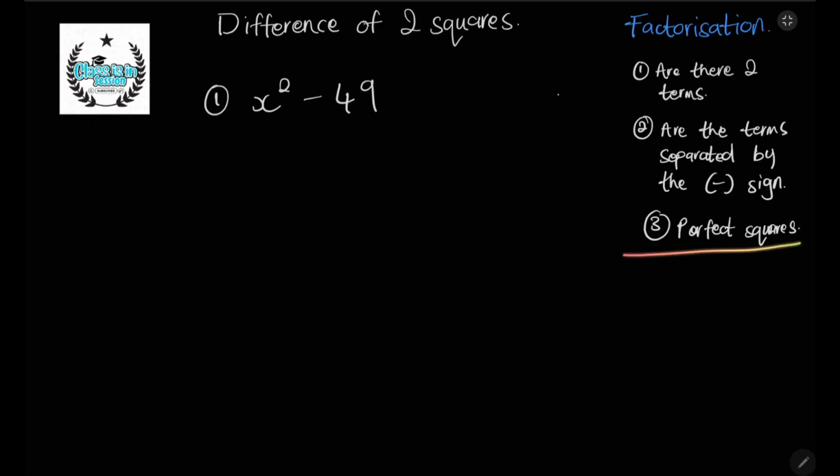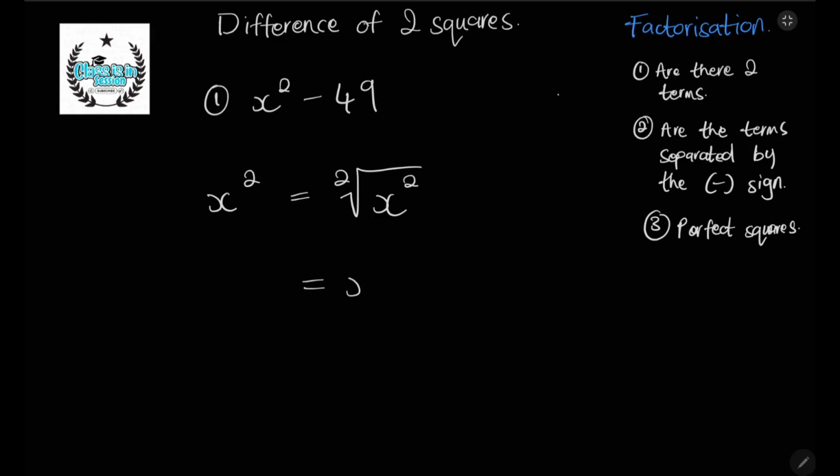And lastly, are they perfect squares? Is x squared a perfect square? If you're uncertain, you can always try this under your square root. This is why the square root is important, because you can't really punch x squared in a calculator. So we have a square root x squared. Remember, there's an invisible 2 there.